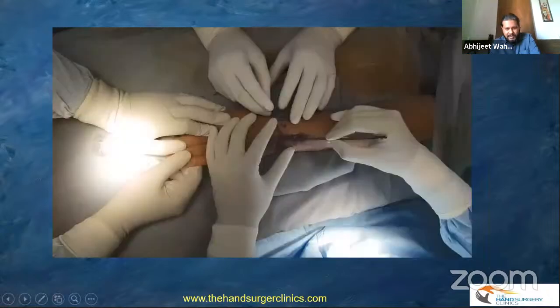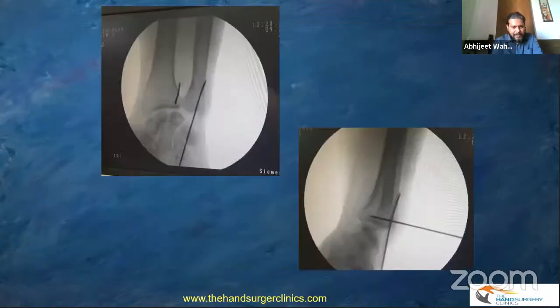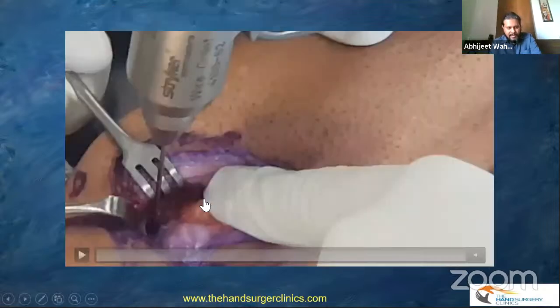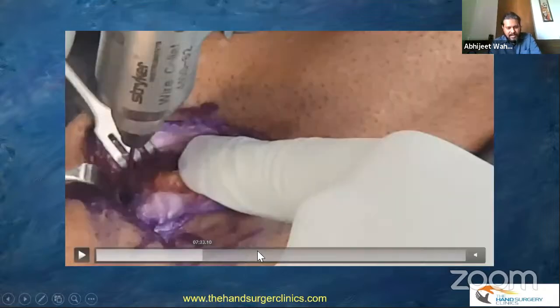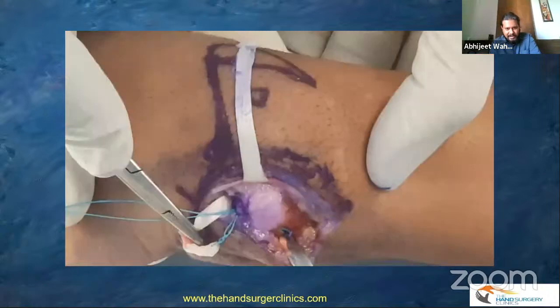Once this is done, we make these tunnels in the radius and the ulna. This tunnel is 5 millimeters proximal to the distal articular surface, 5 millimeters proximal to the sigmoid notch, so as to not violate these joints. So this tunnel goes from dorsal to volar. This goes in an oblique manner in the ulna to receive the tendon graft. So this is done using guide wire and a cannulated cancellous drill bit, 4 mm drill bit.